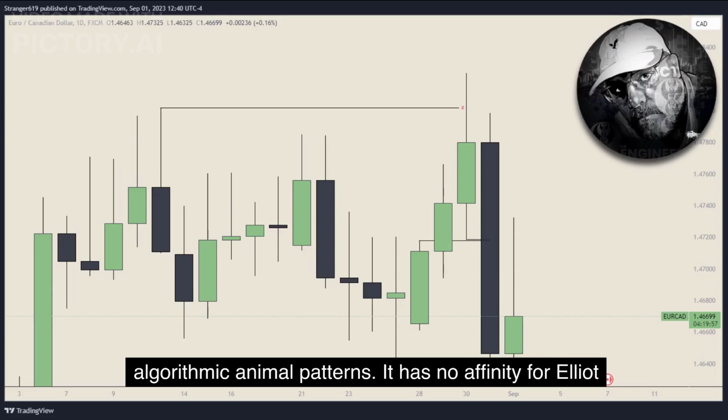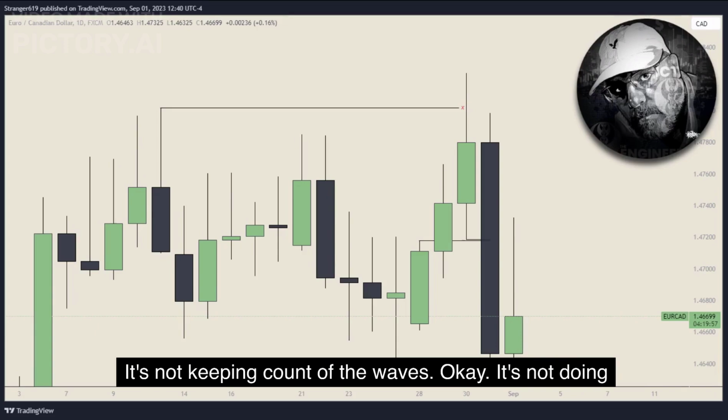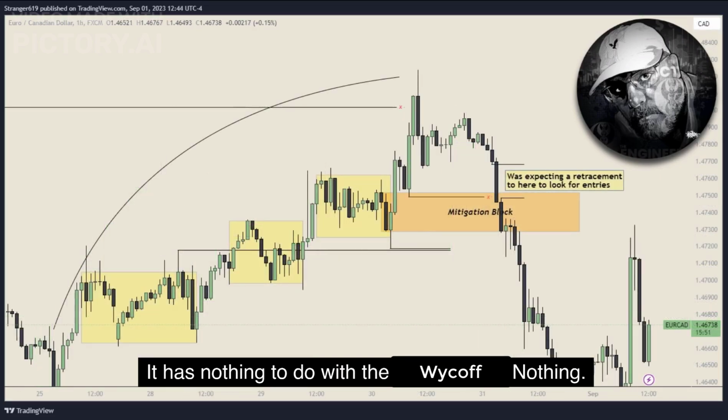Algorithmic animal patterns. It has no affinity for Elliott wave. It doesn't even know what Elliott wave is. It's not keeping count of the waves. Okay. It's not doing all that. It has nothing to do with Wyckoff. Nothing.